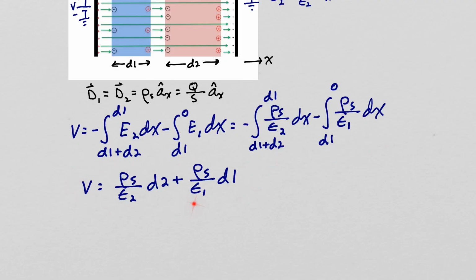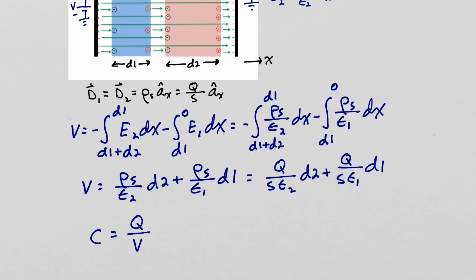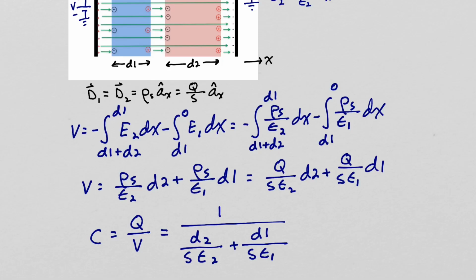Rho sub s is just the total charge on the capacitor divided by the area of the capacitor plates. So we'll make that substitution for rho sub s. And we can just rearrange this equation to get Q over V, which will be the capacitance of our structure, which I've rewritten here.